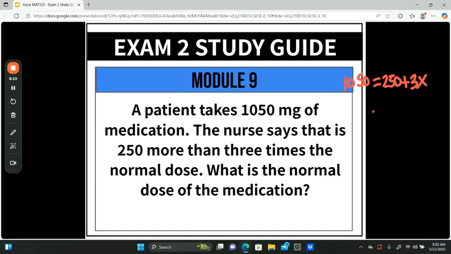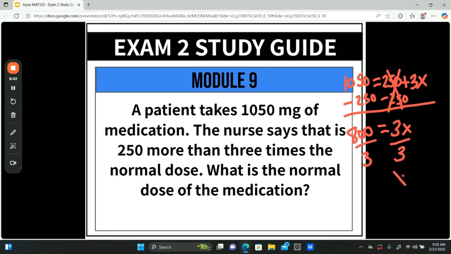Now let's solve. Let's get x by itself by subtracting 250 from both sides. This comes down as just 3x equals 800 on the left side. Okay, now I can divide both sides by 3. It gives me x equals 800 divided by 3, which is going to give me 266.7, and that's going to be in milligrams.